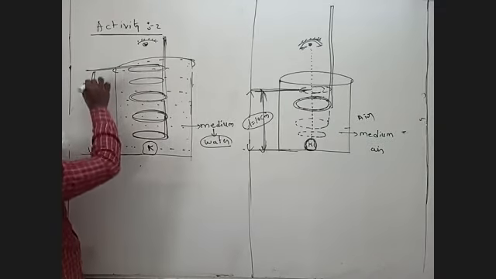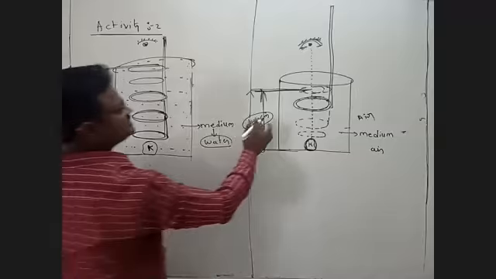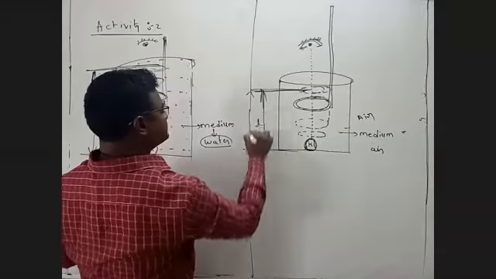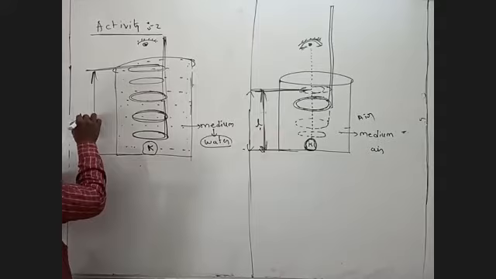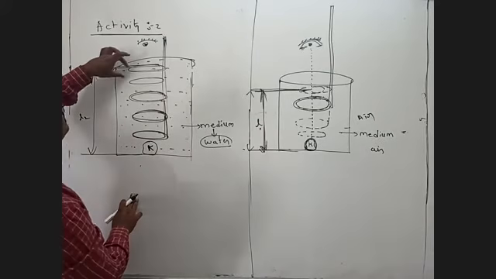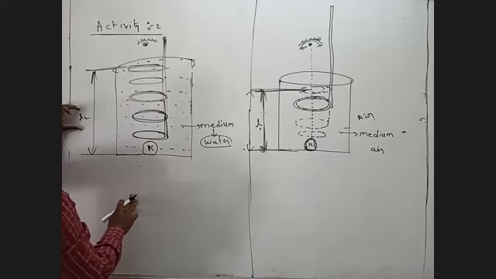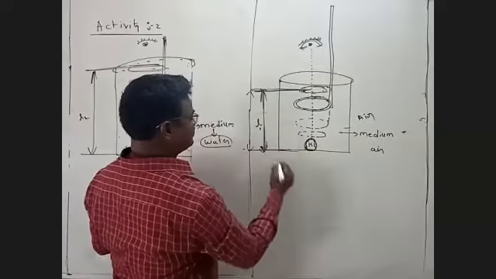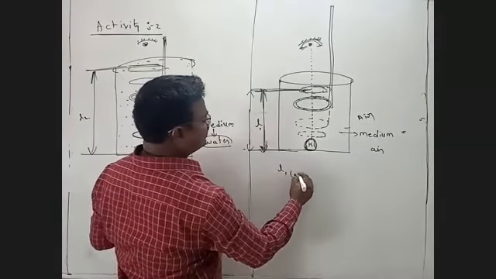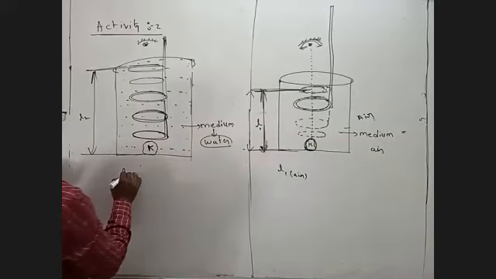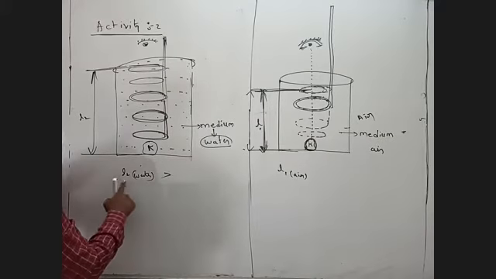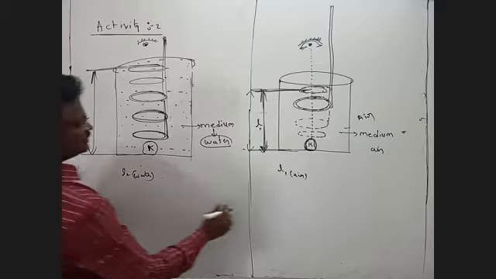What is the distance? I don't know exactly this distance. This is L1, the distance between the convex lens and the stone. This is L2, the distance in water. Now let's see, what is the conclusion?